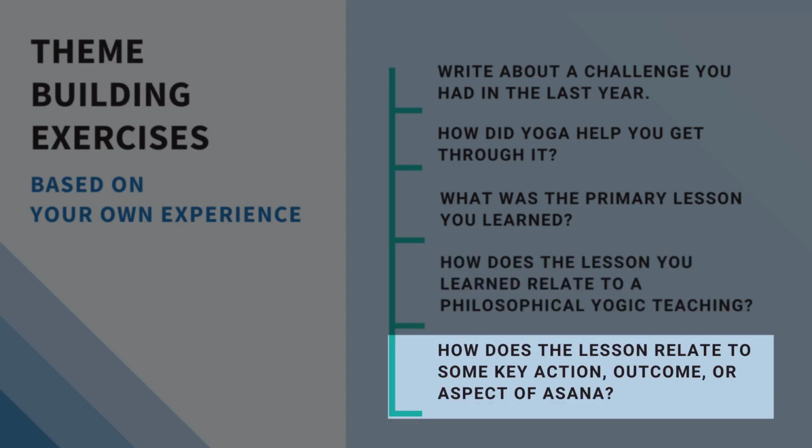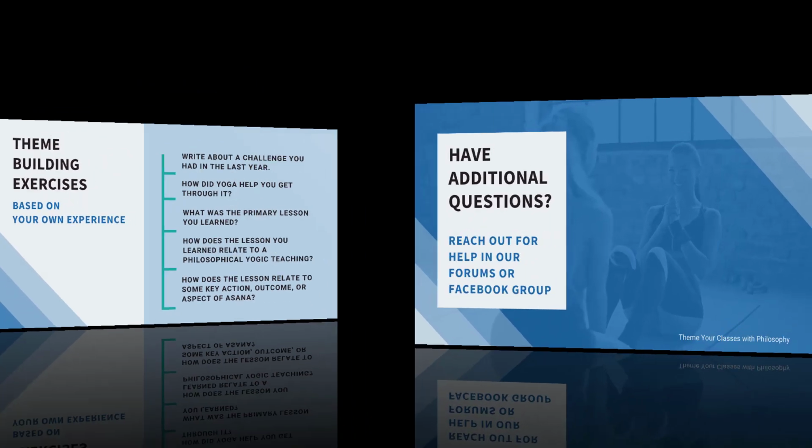Then give some consideration to all of the poses that you know. How does this challenge, how does this theme that you're starting to put together, how does it relate to some key action, outcome, or aspect of an asana pose? And as you sit down and as you work through these steps, I have a strong suspicion that the theme for your next class will start to come together.